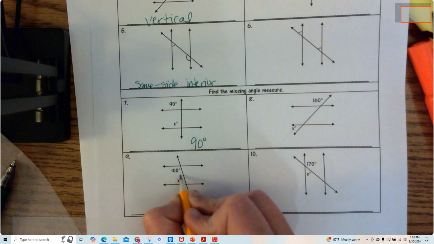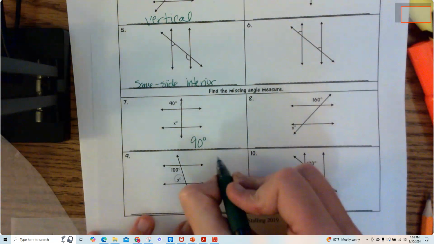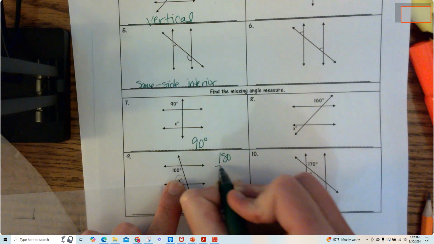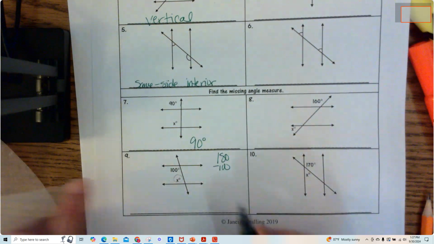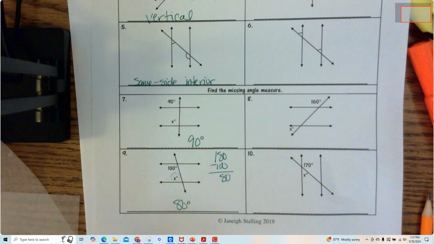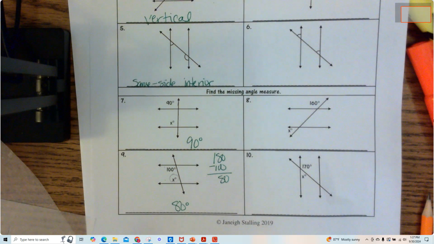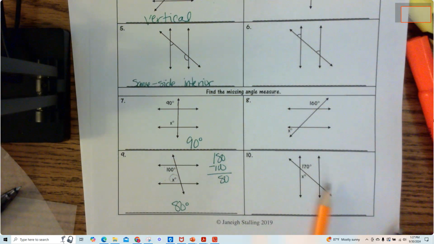So how do I figure out 180 minus 100? So if they're different, take 180 and subtract the one you know. So that one measures 80 degrees. All of the angles in this diagram are going to be 100 or 80. Okay? And it's actually a pattern.